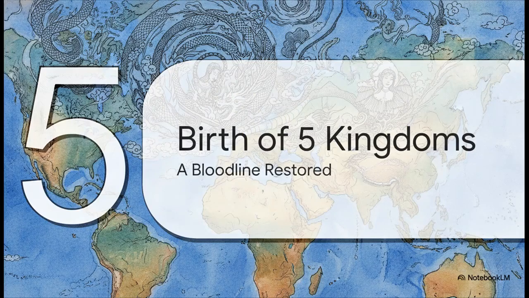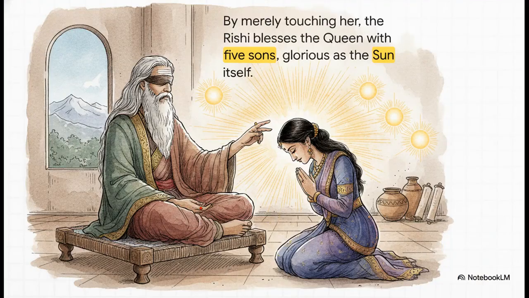Section 5. Birth of 5 Kingdoms, a bloodline restored. Now we zoom back out to the macro level, to the exact moment where mythology transforms into literal geography. When Queen Sudeshna finally approaches him, Dirghatamas doesn't even need to do much. By merely touching her, the powerful Rishi blesses her. He declares she will have 5 children, glorious as the sun himself. Through this seemingly miraculous, effortless intervention, the blind Brahmana sage officially revives the Kshatriya royal bloodline for King Vali.